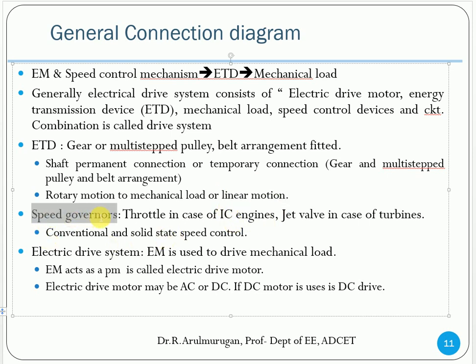Then speed governors. What is that? Speed controller. How do you control in the olden method? Throttle. The throttle is used to control the IC engine, or the jet valve in the case of turbines. What about the electrical motor? You can use either the conventional method or the solid state speed control method. In the conventional electrical method, as in the electrical machines laboratory, you use armature control and field control methods, with variable resistance in series with the armature or series with the field winding. That is the conventional method.